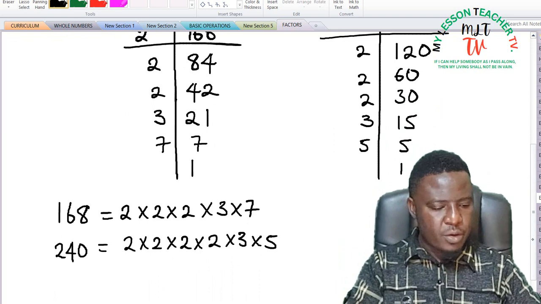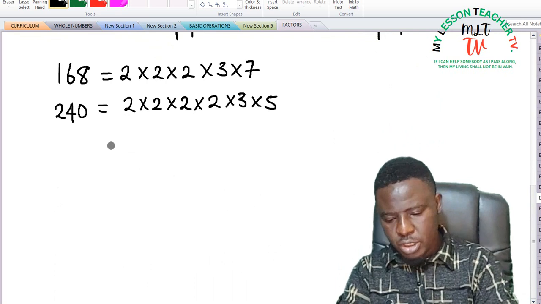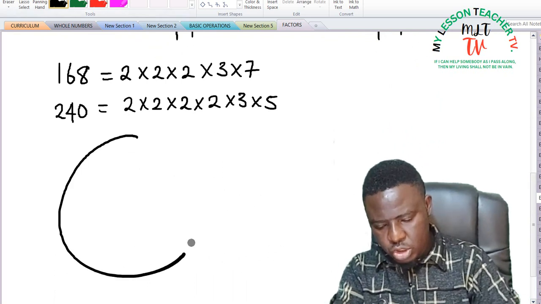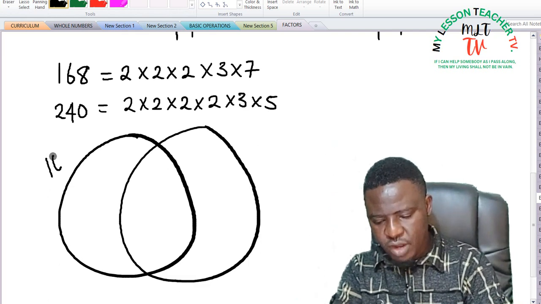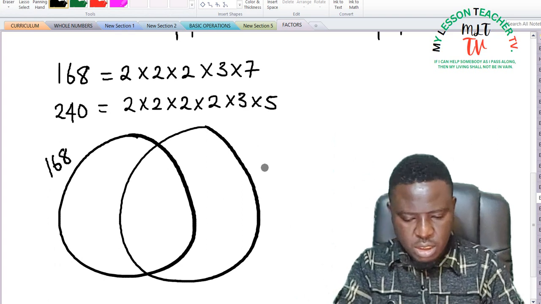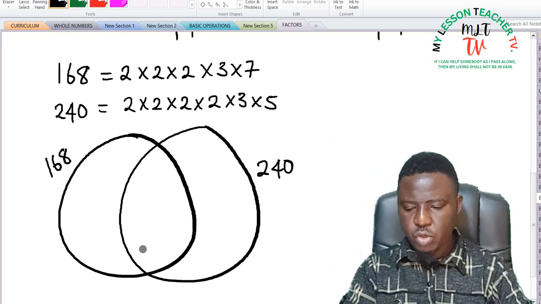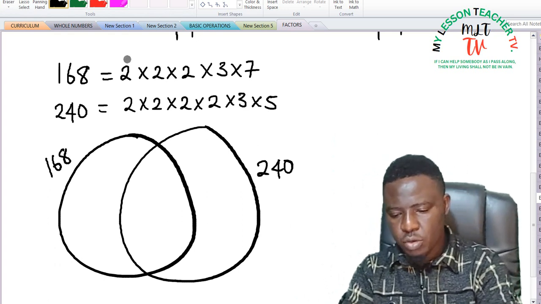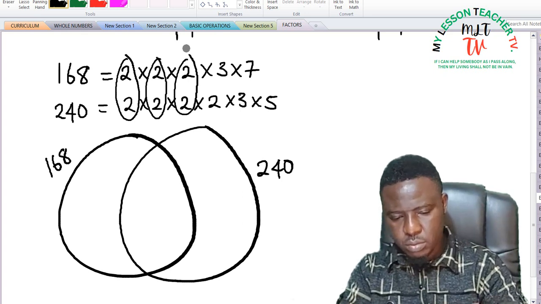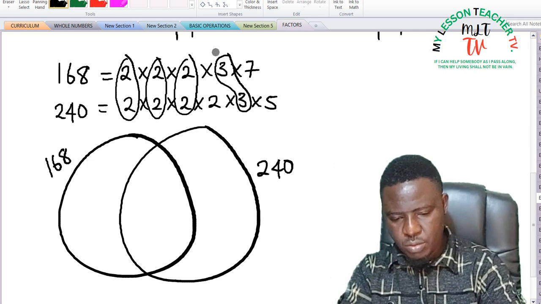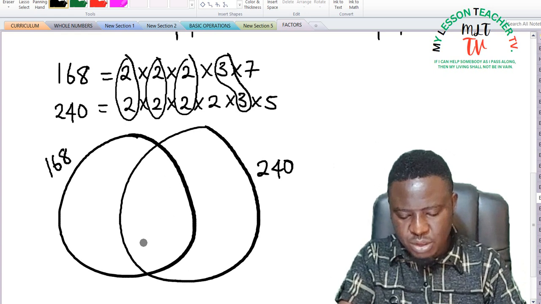So representing this using a diagram, I'm going to draw the diagram. Using set notation, we're going to have something like this, where this is the factors of 168, and this is 240. This region is the region where we have those factors that are common. So let's circle out the common ones. This is common. Nothing else is common. So the ones that are common should be in the overlapped circle.